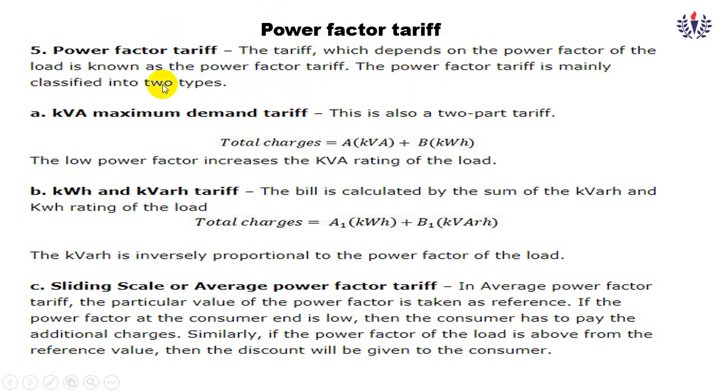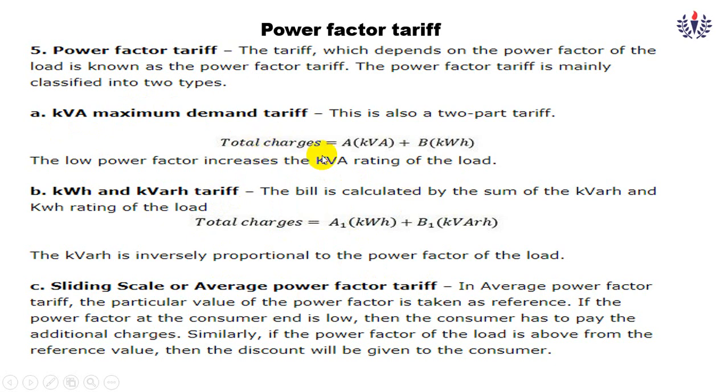Power factor tariff is classified into two types. One is the kVA maximum demand tariff. The second one is the kWh and kVARH tariff. There is also one more, the sliding scale or average power factor tariff, but these two are very important.